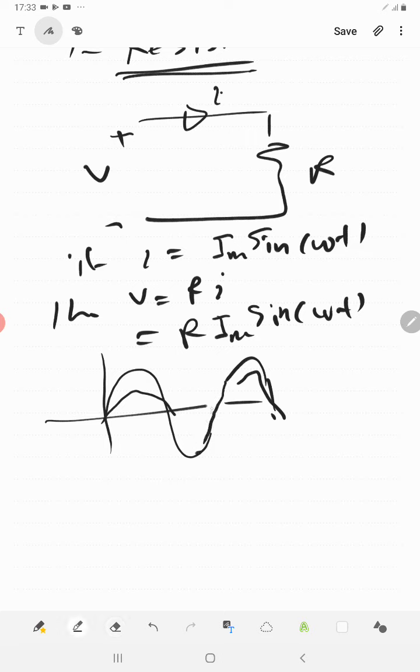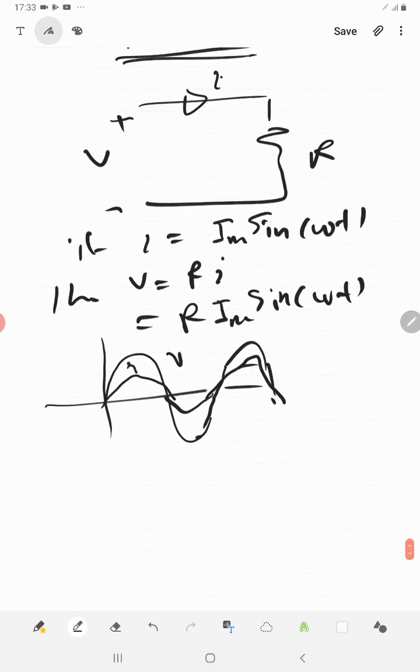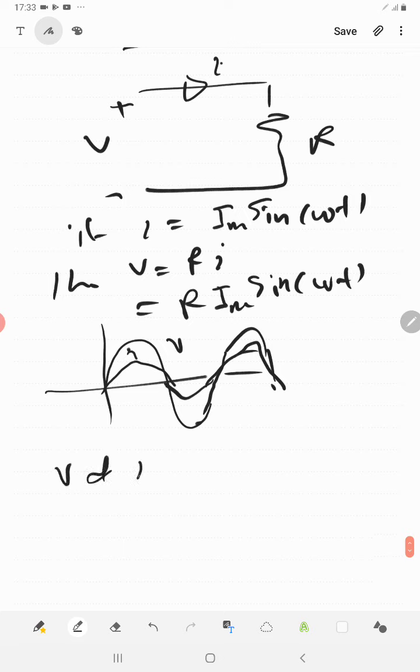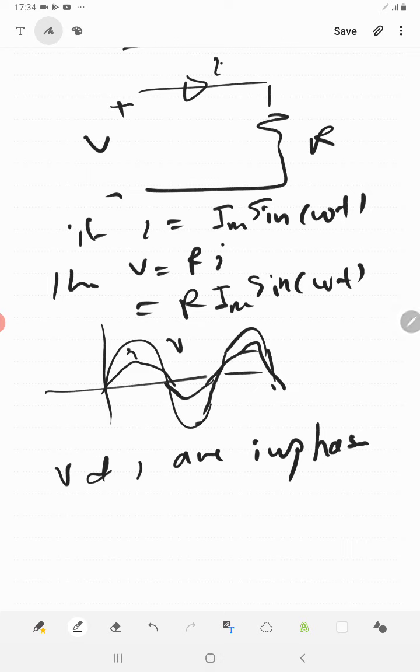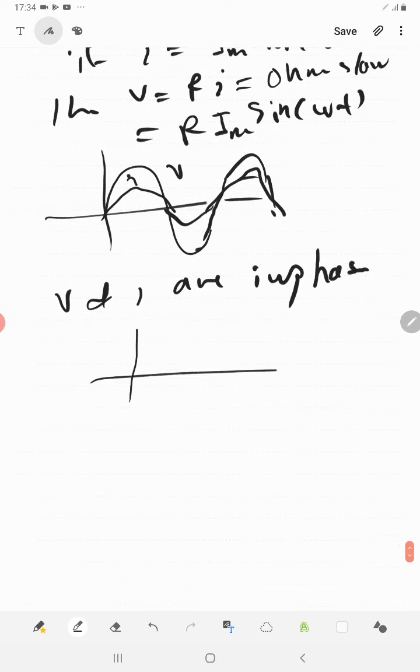So this is V, this is I, okay? So this is V, this is I. V and I are in phase, okay? So for a resistor, this is Ohm's law. The voltage and current are in phase, which means that if this is I, then this is also V. They are both in phase. There is no difference in the angle.